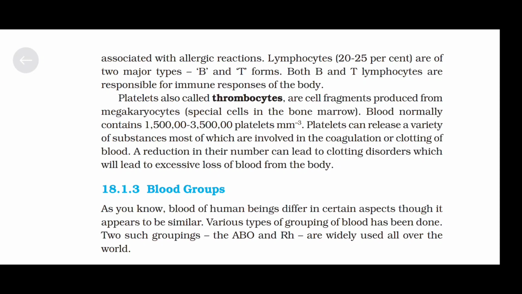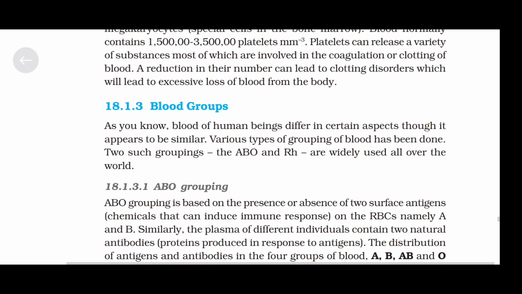Platelets can release a variety of substances, most of which are involved in the coagulation or clotting of the blood. A reduction in their number can lead to clotting disorders, which will lead to excessive loss of blood from the body. Blood groups. As you know, blood of human beings differs in certain aspects, though it appears to be similar. Various types of grouping of blood have been done. Two such groupings, the ABO and Rh, are widely used all over the world.